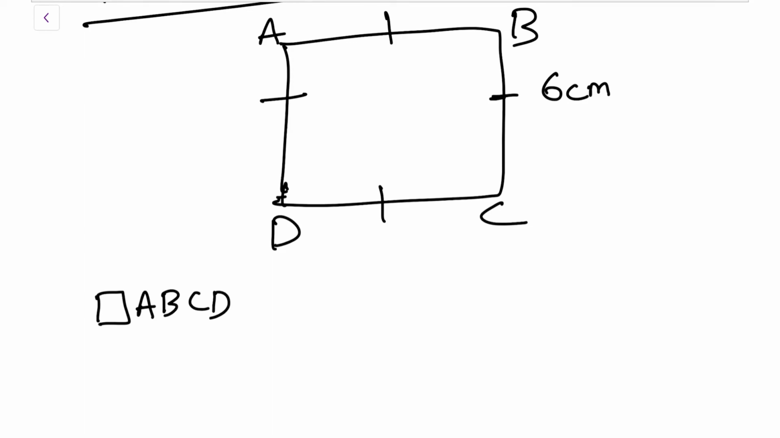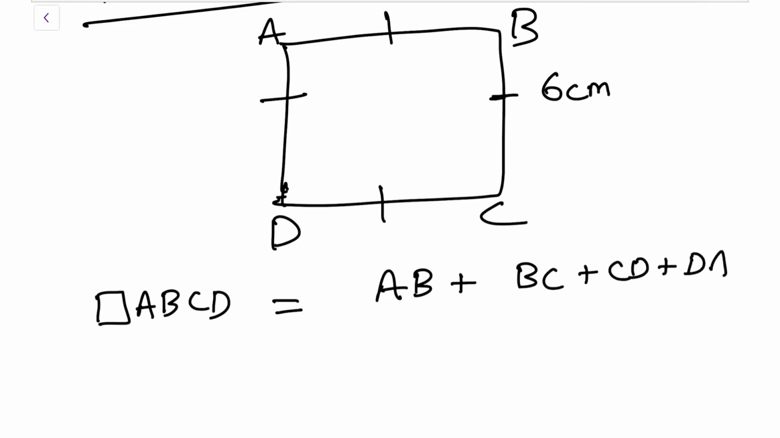Remember, the perimeter is the length of the outer boundary. So you just have to calculate the total length of the boundary. That is, the perimeter of a square is nothing but AB plus BC plus CD plus DA. This is how it forms your outer boundary, right? And because all the sides are equal, everything is 6.